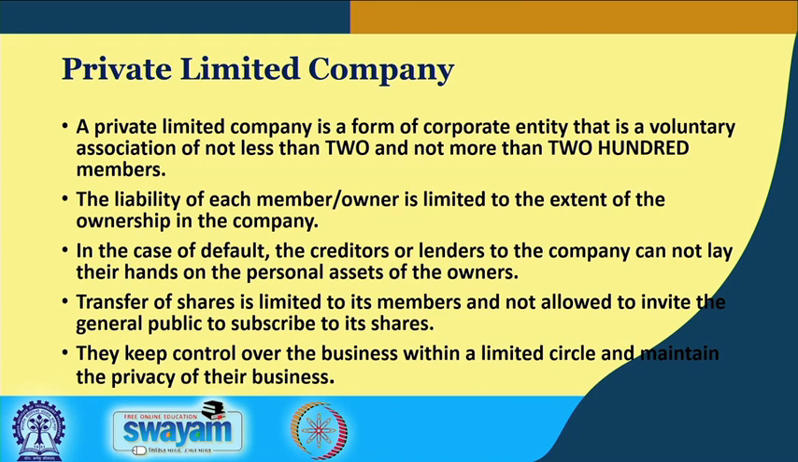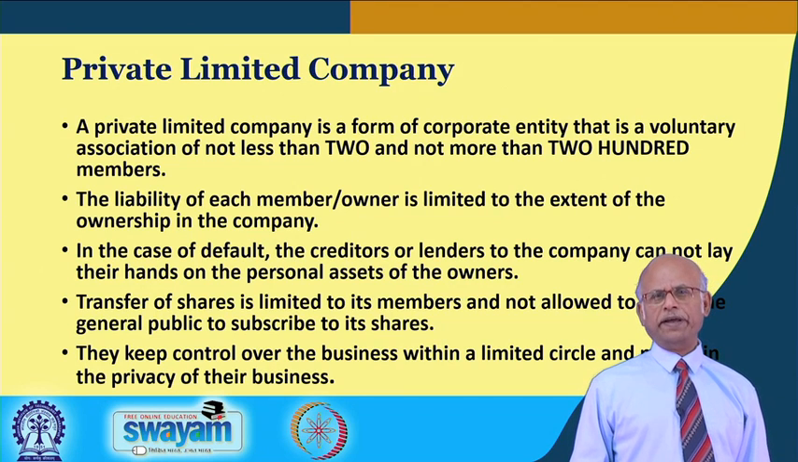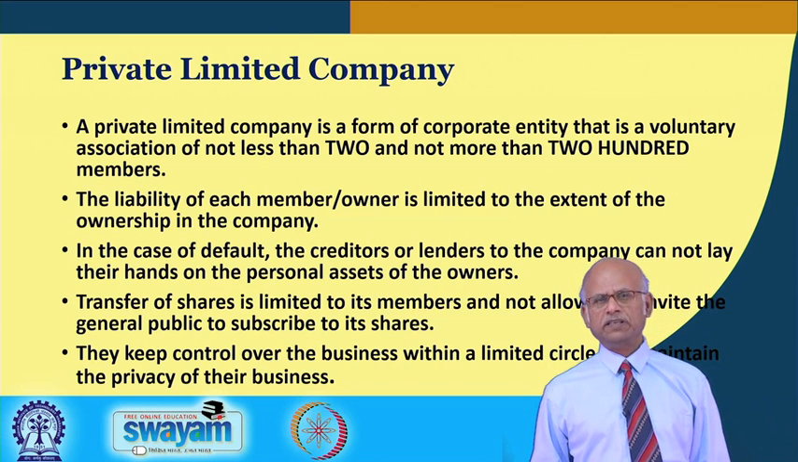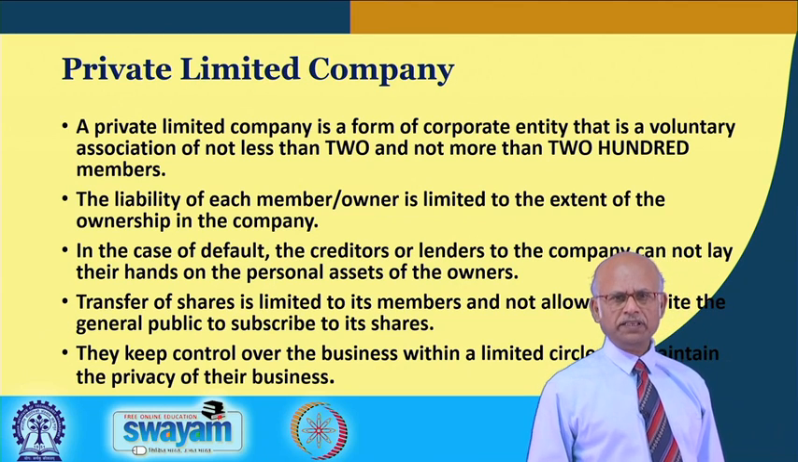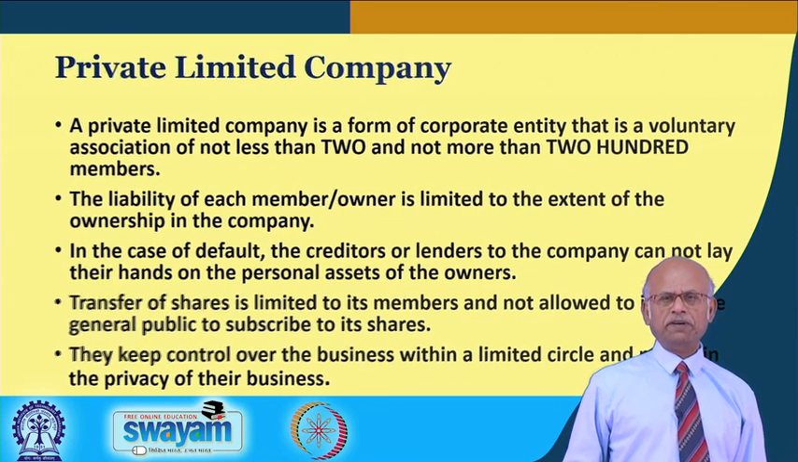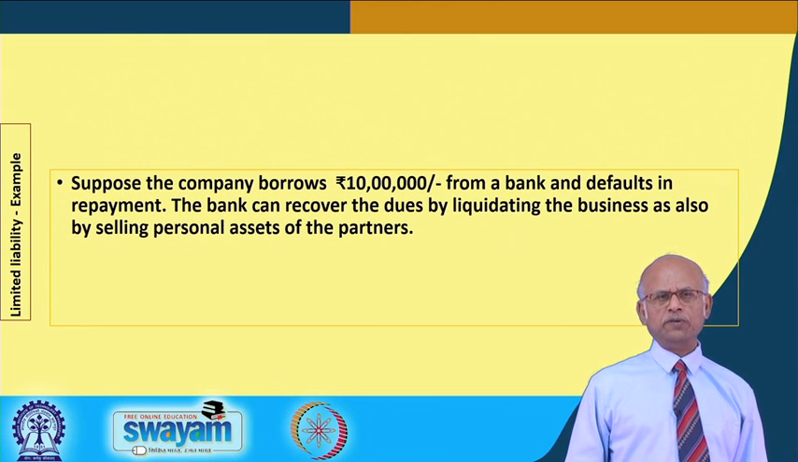I will read the last line because it is not fully visible. They keep control over the business within a limited circle and maintain the privacy of the business, meaning that a public limited company has to publish their books of accounts, and an annual report which contains their business strategies, their futuristic guidelines. So, all these are vulnerable to be exposed to the competitors, whereas private limited companies are not liable to do that.